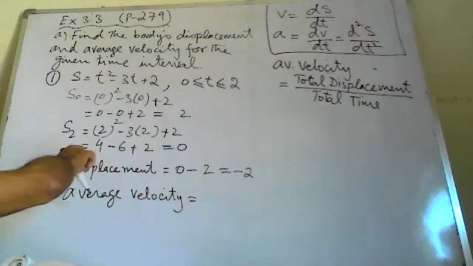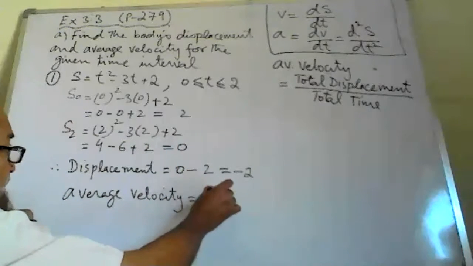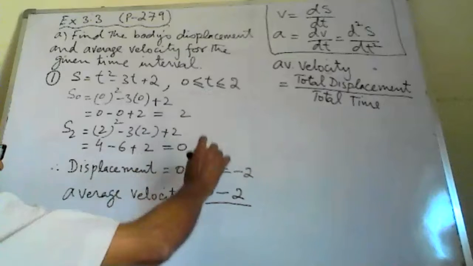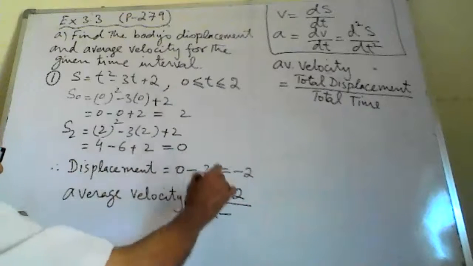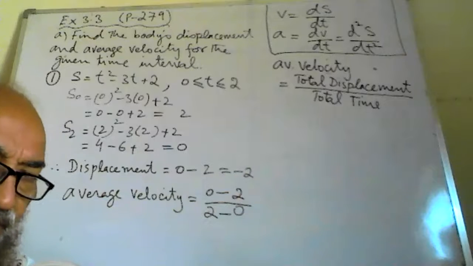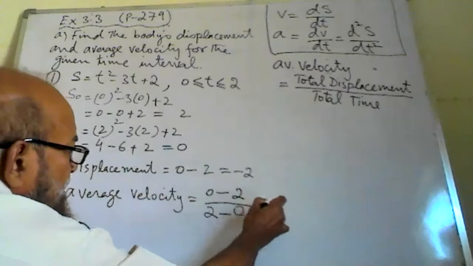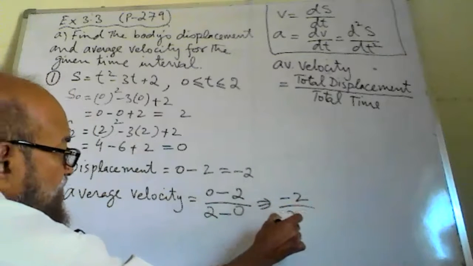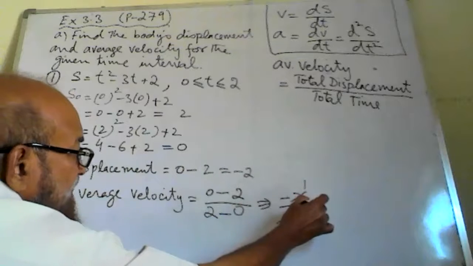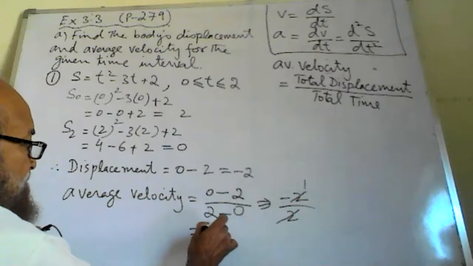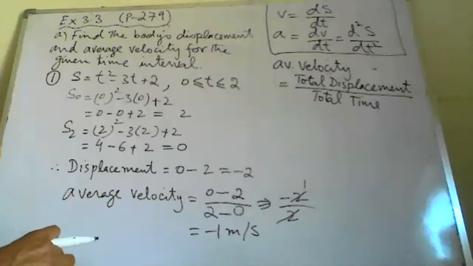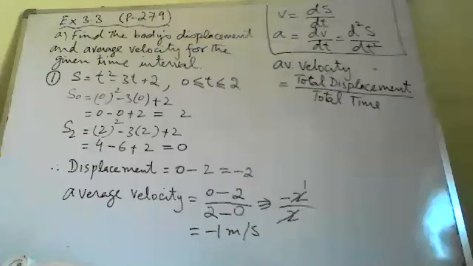is equal to the final displacement minus the initial displacement divided by the final time minus the initial time. It will become 0 minus 2 will be -2 divided by 2 minus 0 will be 2. 2 is cancelled by 2. The answer is -1. The average velocity will become -1 meter per second because the displacement was in meter and the time was in second. So therefore it is meter per second. This is the average velocity.